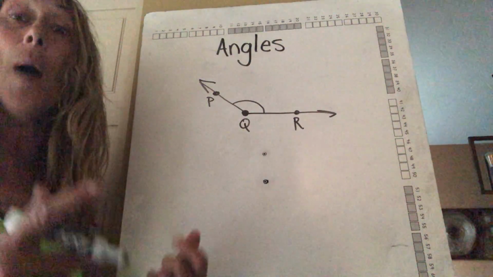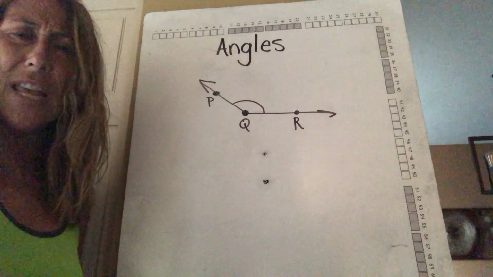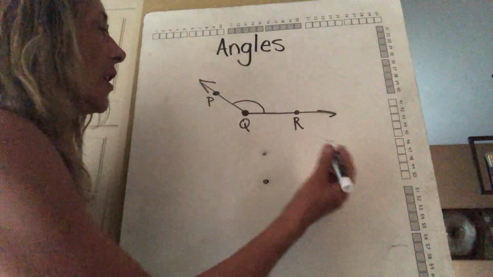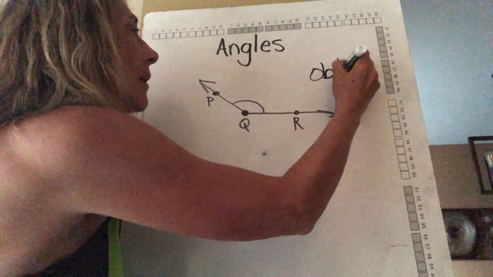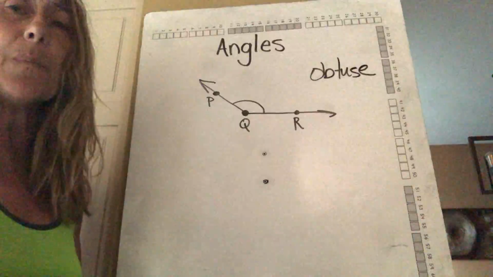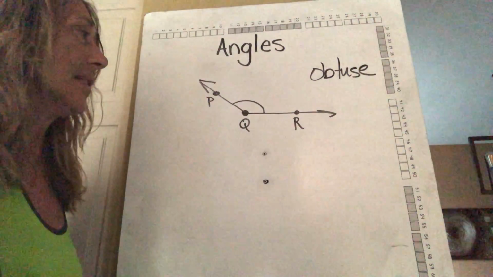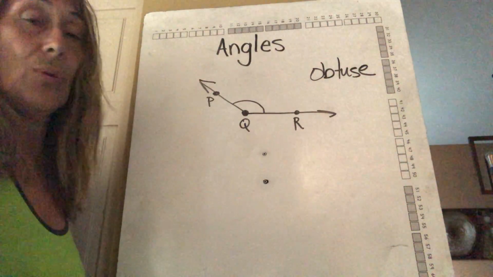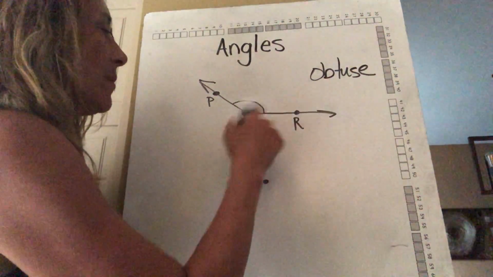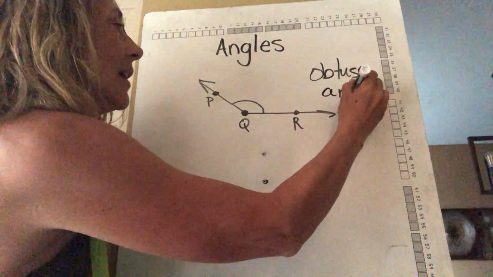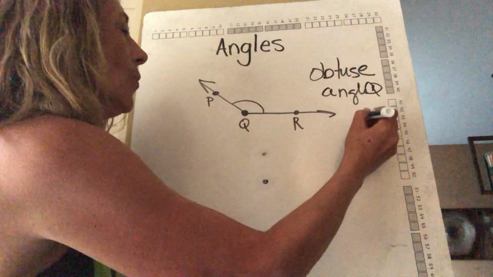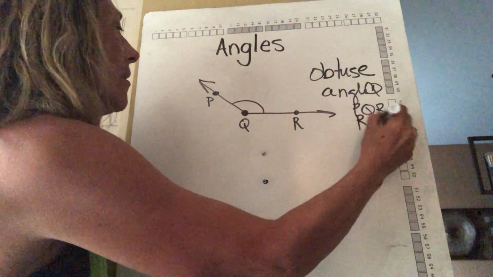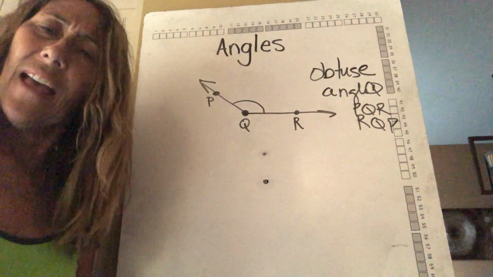It's called an obtuse. I say obtuse like a moose. A moose is big, or a cute little angle. So we're going to call this obtuse because it's bigger than 90 degrees. So if I'm going by degrees, it's an obtuse angle, or if I'm going by the points on it, angle Q, angle PQR, or angle RQP.